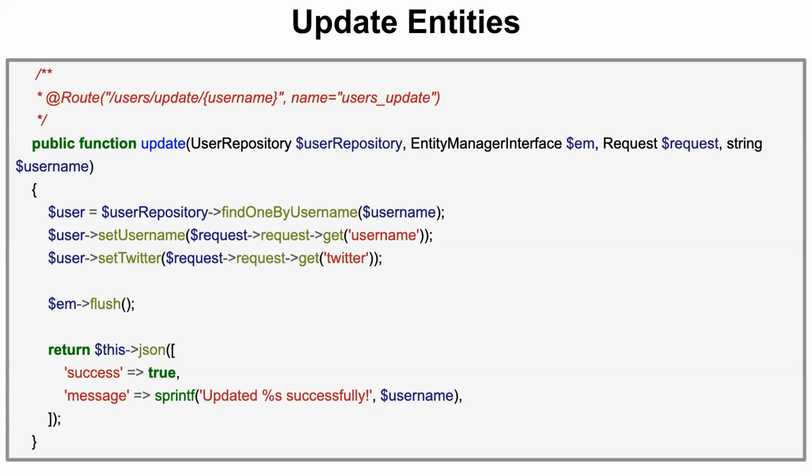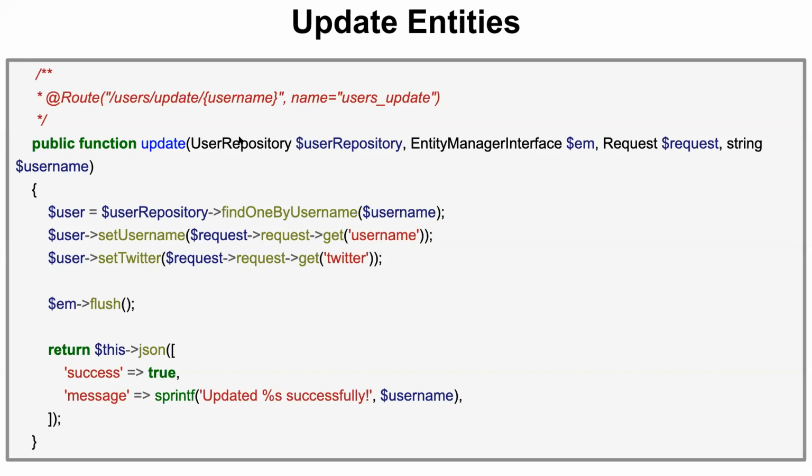So now we have this new property in our user entity. We have the new column in the database, and we want to start utilizing that data when we are updating a user in the update action in the Symfony controller.